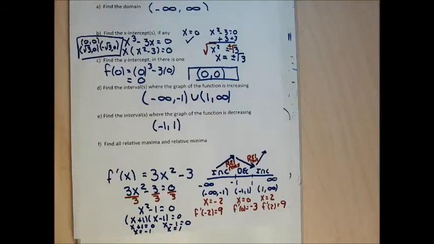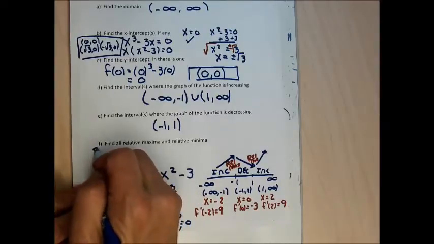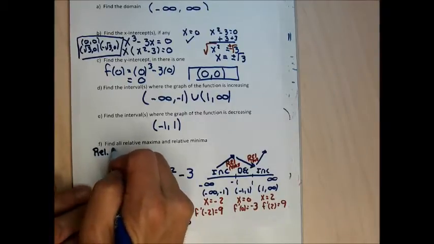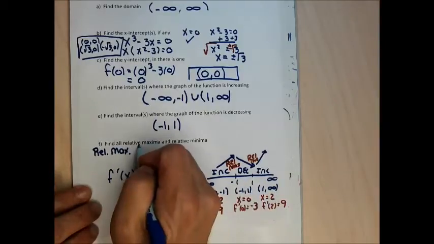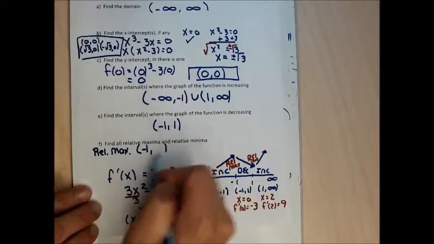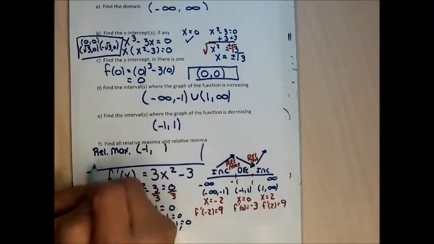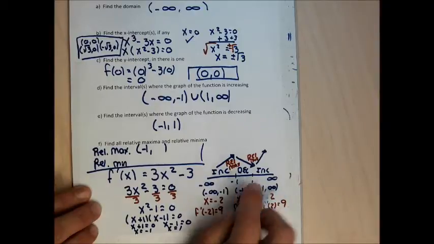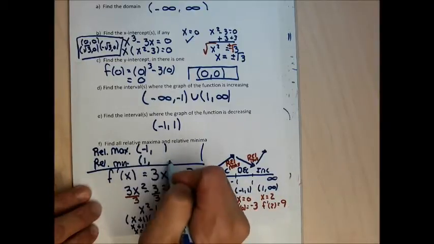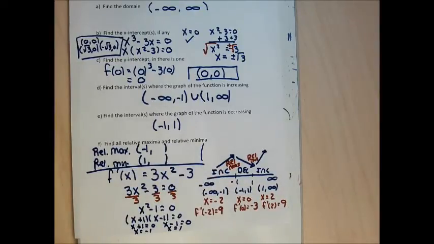I'm going to get lazy and not break up the maximum and the minimum because it's going to take too much time. So as I go to answer part F, I'm going to say there's a relative maximum, and the x coordinate is -1. I'll need to do some work to get the y coordinate. And I'm going to say there's a relative minimum, and the x coordinate is 1. And I'm going to do some work to get the y coordinate.